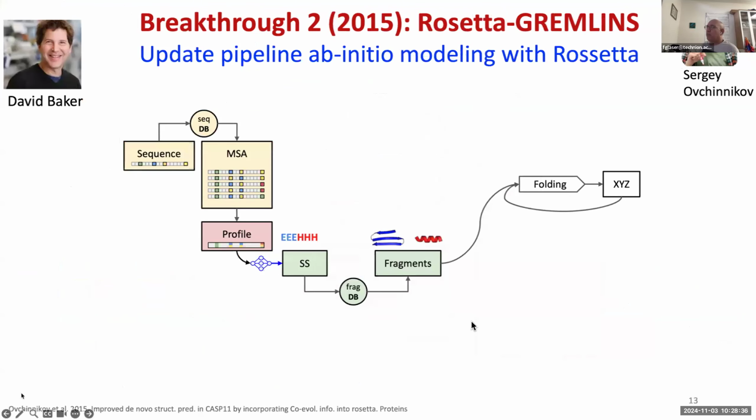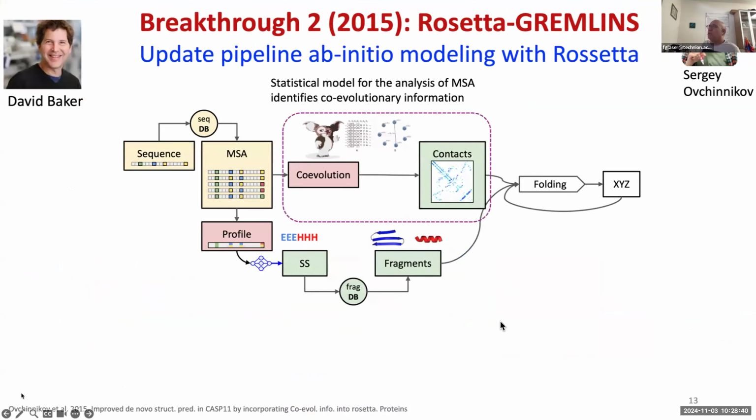So the pipeline is updated: still the MSA, still the fragments, and now they did an update of Rosetta, which they call Rosetta Gremlin, which extracts coevolutionary information and adds it as a restraint with a contact map to the modeling process. The modeling process is similar to before, but more effective and more accurate because we have more information about the context.